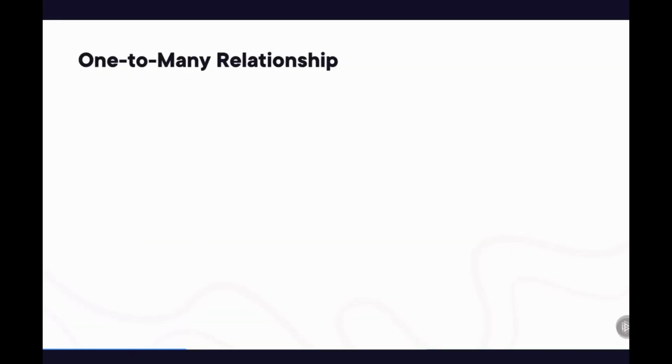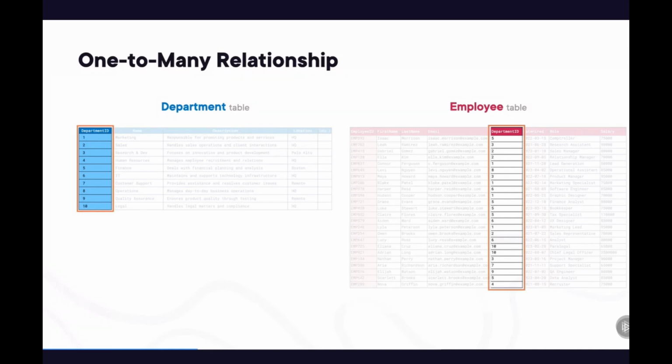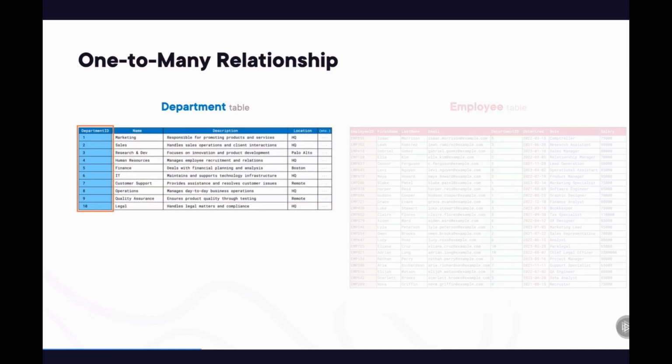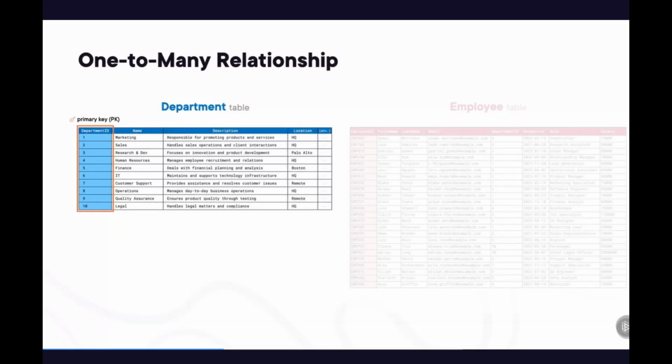So let's take employee and department. In my example database, there is a one-to-many relationship between them. They're linked by this department ID column. The department table contains information about each department. It has its name, a description, a location, etc. And here, department ID is the primary key. So every row in this table must have a unique value for department ID. If we're given a department ID of 5, that will take us to one and only one row.